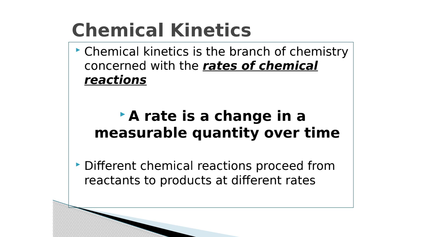So a rate of a chemical reaction is the change in a measurable quantity. This is the key word, always over time, always. And the key word again is measurable. There has to be some aspect of the chemical reaction that we are able to measure. And then we have to represent that rate as a change over time.